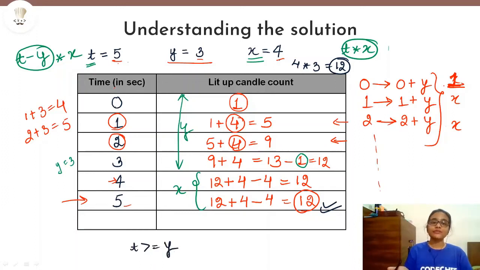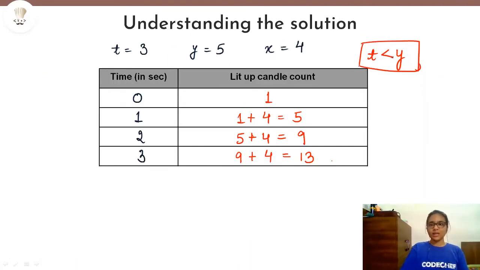But what if t is less than y? It will be a different case. So let us see that. Now guys, this is the case where t is less than y. It means that before the first candle gets extinguished, the chef's girlfriend will arrive.